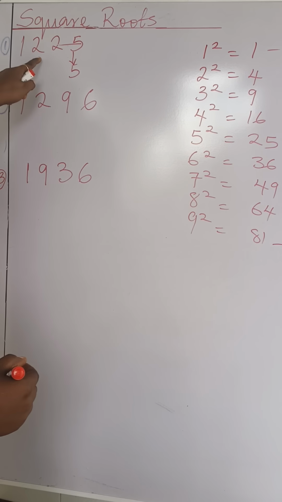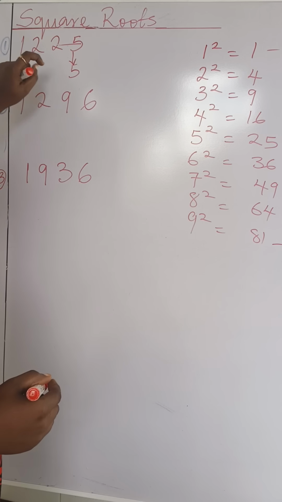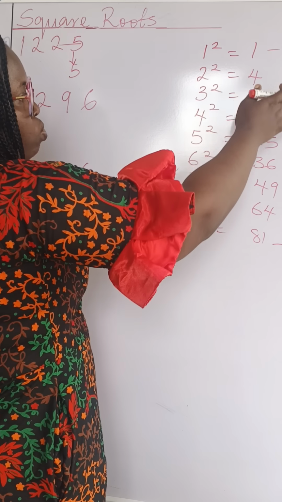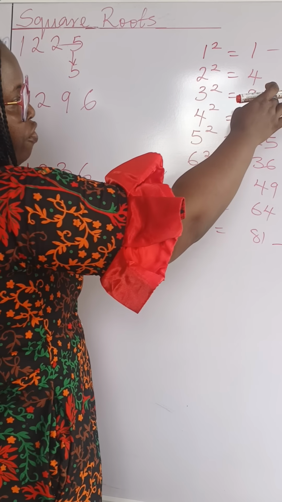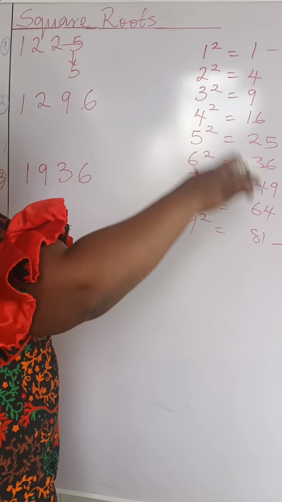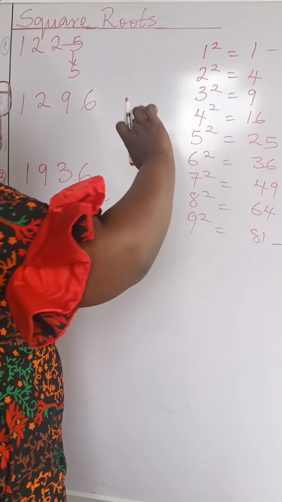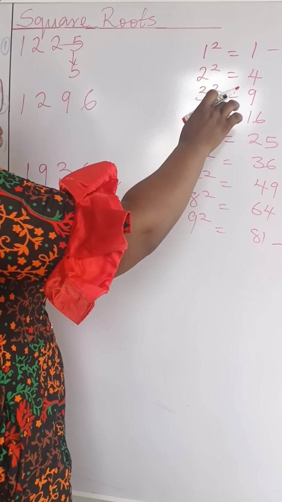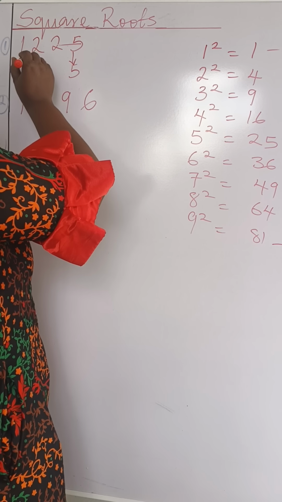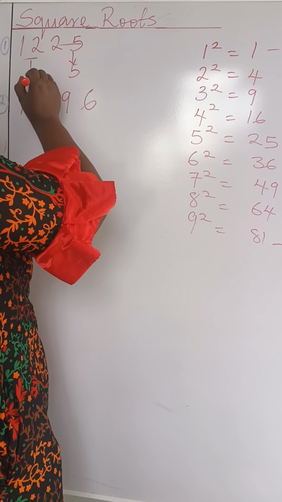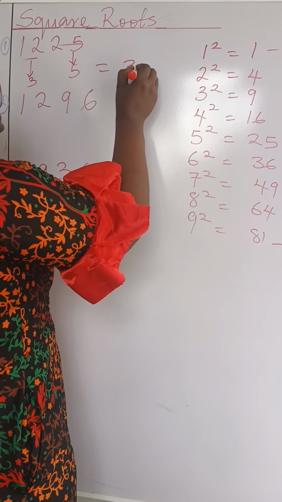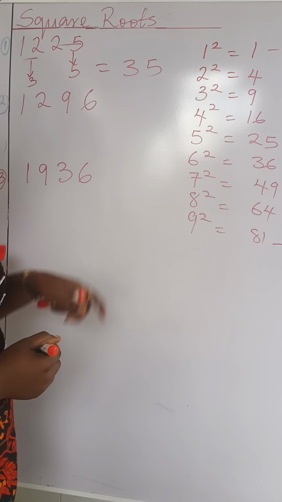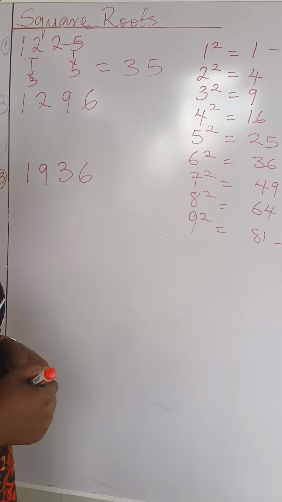We are done with 25, so we'll now go over to 12. Let's look at the numbers here. Which one is equal to 12 or very close to 12? You find that 9 is close to 12, and 16 is more than 12. So we are going for 9, which is 3 squared. We'll write 3 here. So our answer is going to be 35. Therefore, the square root of 1225 is 35.